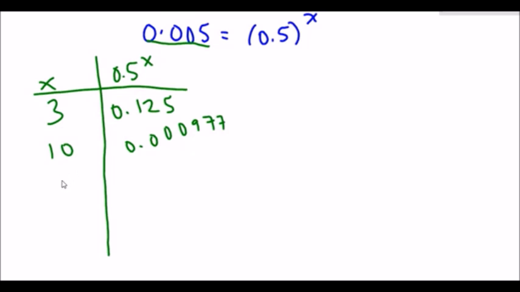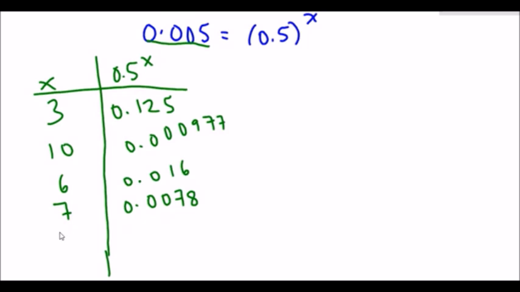Let's try 6. So 0.5 to the 6 gives me 0.016. So how am I doing? This is too big still. So let's try 7. So 0.5 to the 7 is 0.0078. Still a little too big.